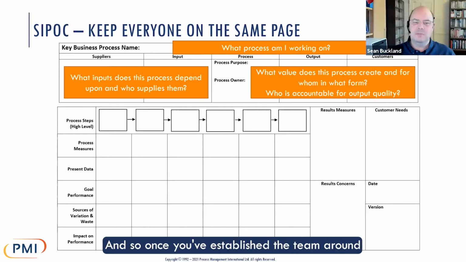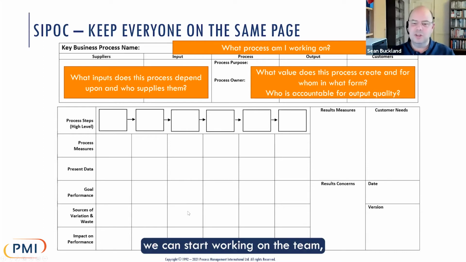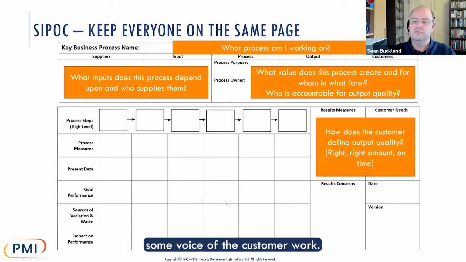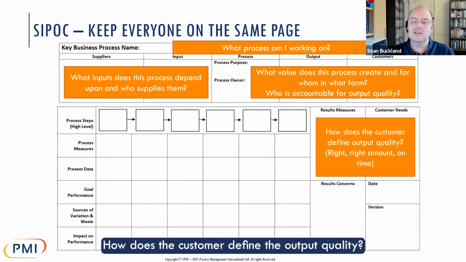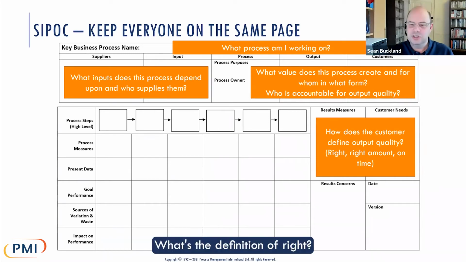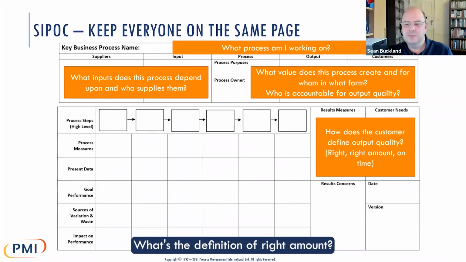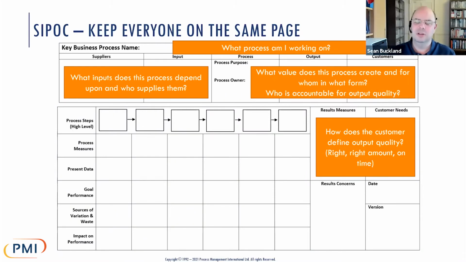And so once we've established the team around this, we can start doing some voice of the customer work. How does the customer define the output quality? What's the definition of right? What's the definition of right amount? What's the definition of on time?